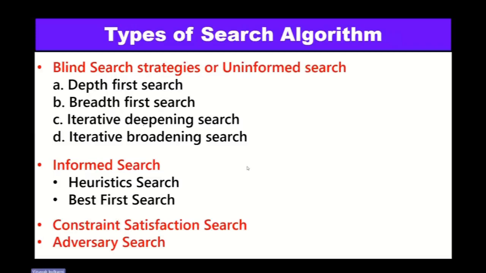Now these are all the types of search algorithms. Blind search, that is uninformed search, is classified into four parts: depth first search, breadth first search, iterative deepening and iterative broadening. Of course, we are discussing only the first two, depth first and breadth first. Informed search, in this case we are going for heuristic search, which will be classified further, and best first search. Then there will be constraint satisfaction search, and last is adversary search. We are learning depth first search, breadth first search, then informed search, heuristic, that is the A star algorithm, then best first search. Again, best first search and breadth first search should not be confused.